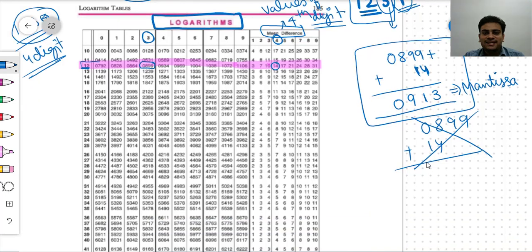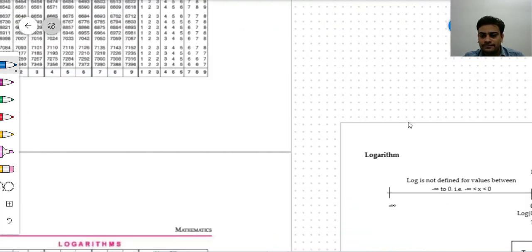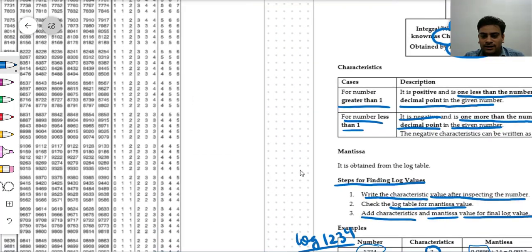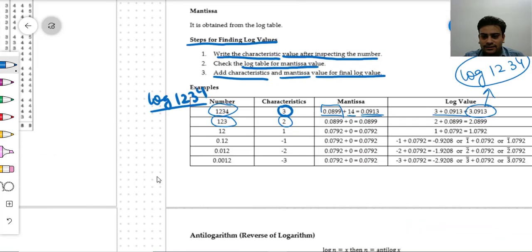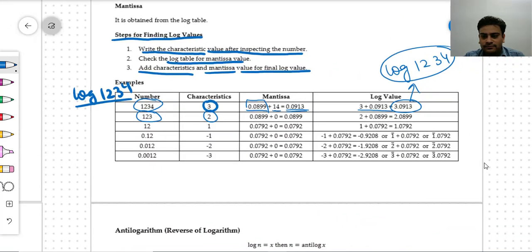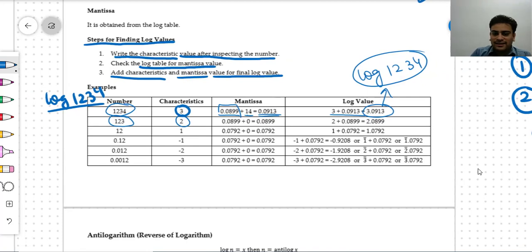So here my Mantissa is 0.0899. We again go back to our example table, and you can see here I have written clearly that your Mantissa is 0.0899 plus 0, because we don't have any digit for mean difference, so we put a 0. Then I added the characteristic and the Mantissa part. So 2 plus 0.0899 equals 2.0899. This is basically your log of 123.